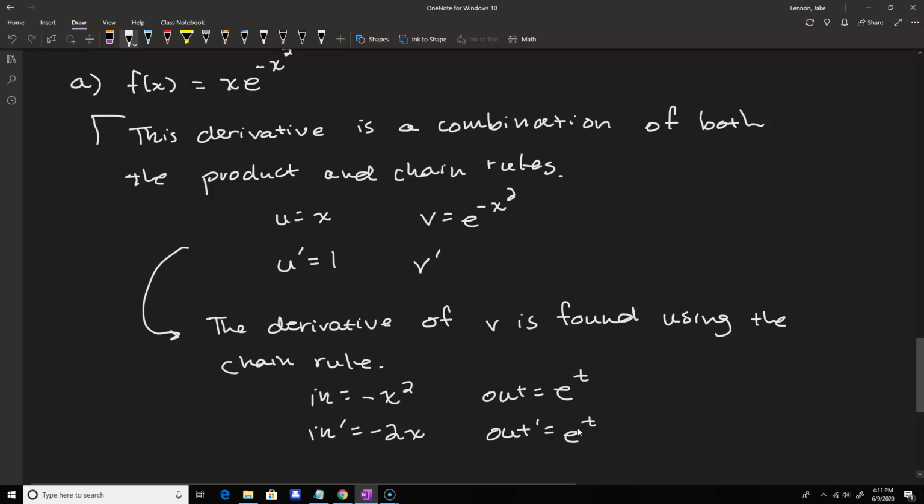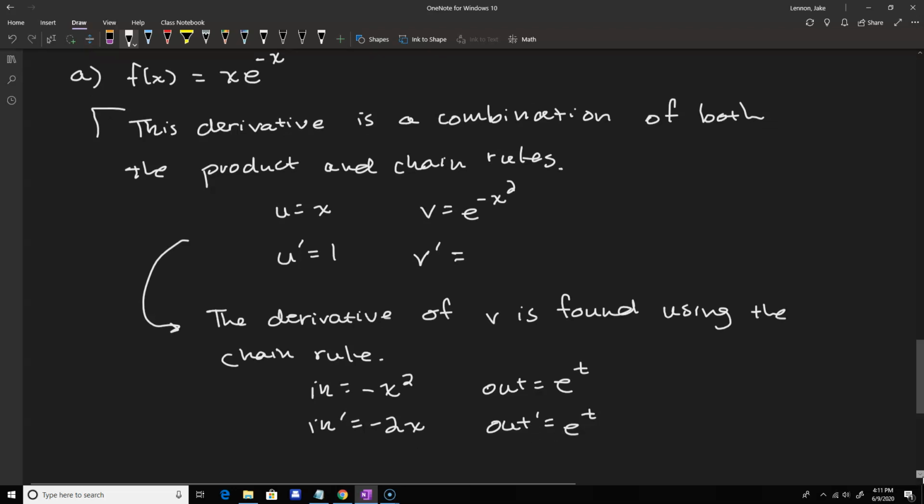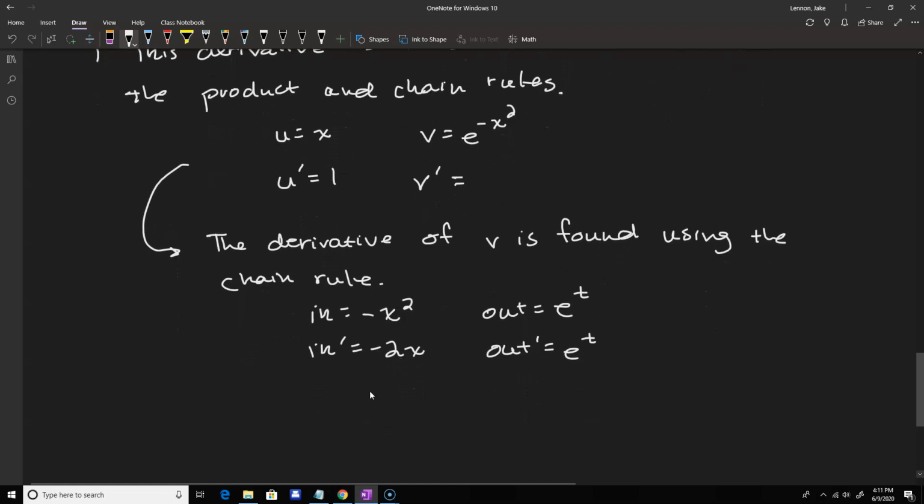So the derivative there, v prime, again, what's going on? Well, we're just multiplying minus 2x by e to the t. So actually I'll write it down here and then just copy it above. So v prime here is going to be minus 2x times e raised to the minus x squared. So that's exactly what we get here.